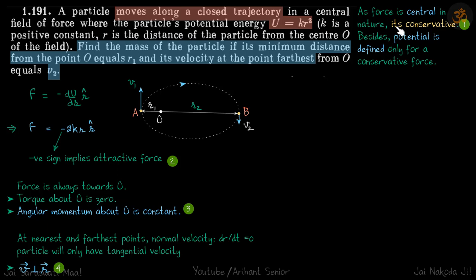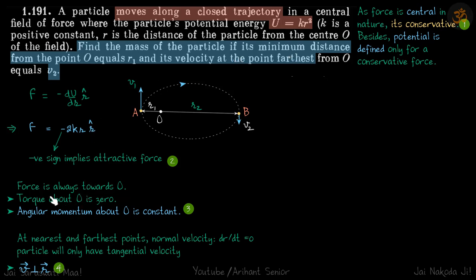Third point, this force is conservative in nature. Why? Because potential is defined only for a conservative force. This potential energy they have given, we can only define it for a conservative force, and also because it is central in nature, and all central forces are conservative. We state this because we need it for energy conservation between this point and this point, which we can only do for conservative force fields.